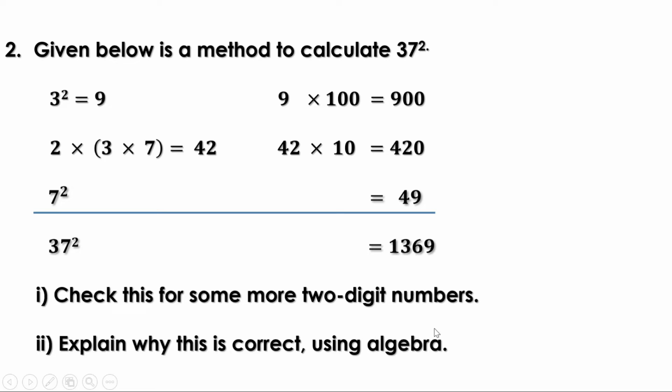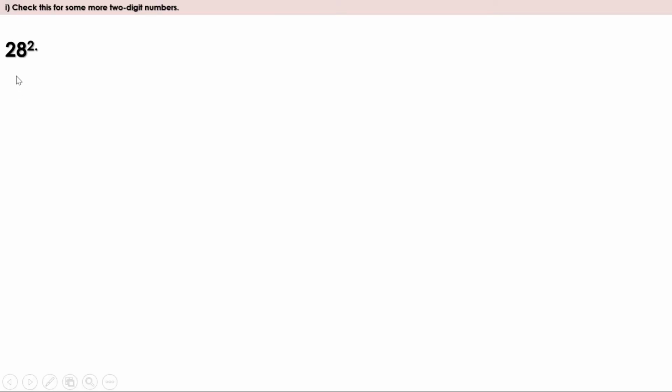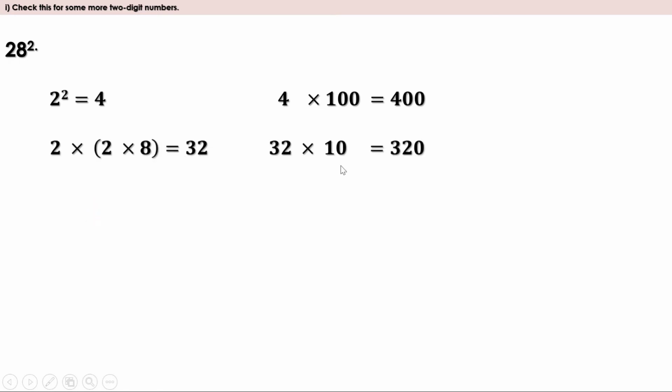Let us take some other number and do like this. Let me take 28. First of all, we have to take the tens digit and find the square. Then we have to multiply it by 100. 2 square is 4. 4 into 100 is 400. Now multiply the 2 digits and double it. That is 2 into 2 into 8. We get 32 and multiply it by 10. We get 320. Now take the unit digit and square it. 8 square is 64.